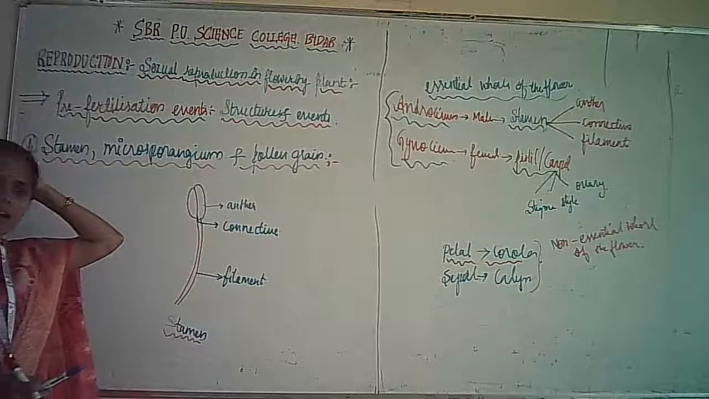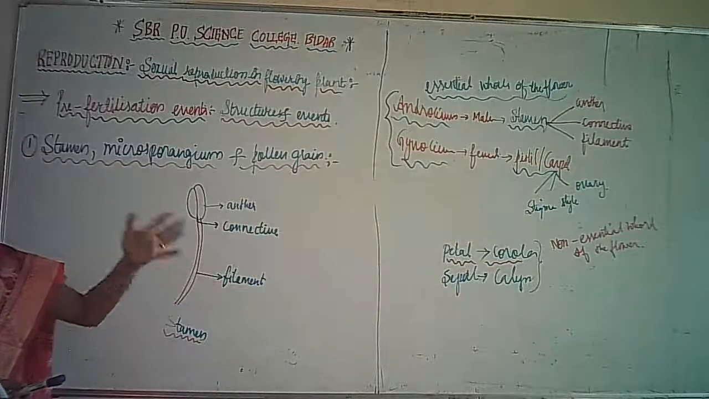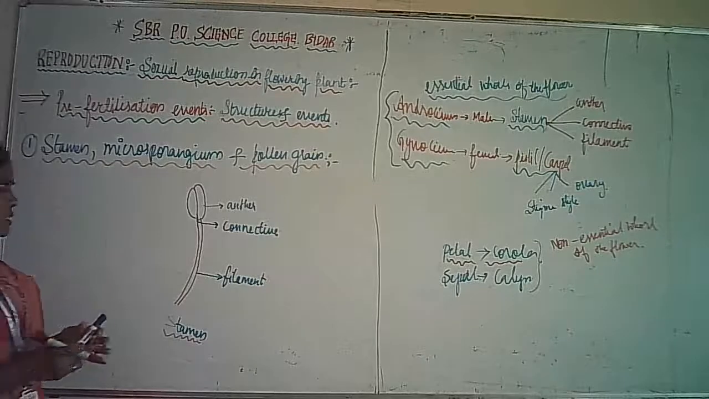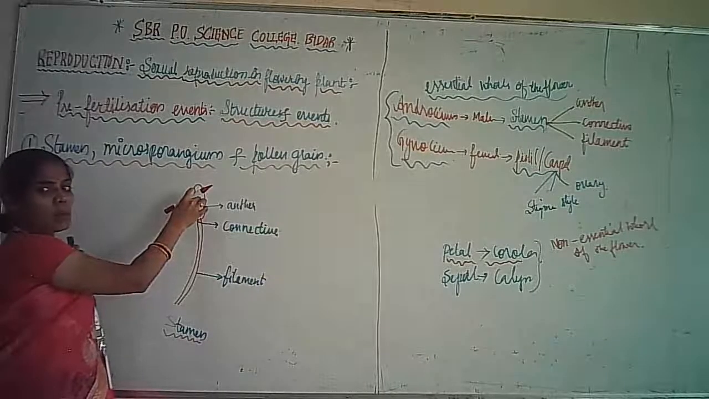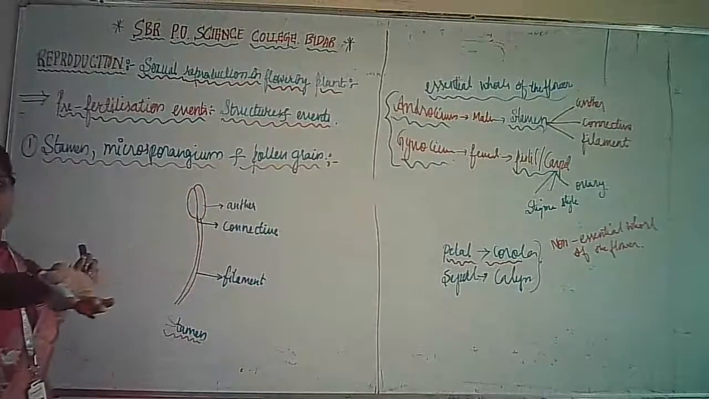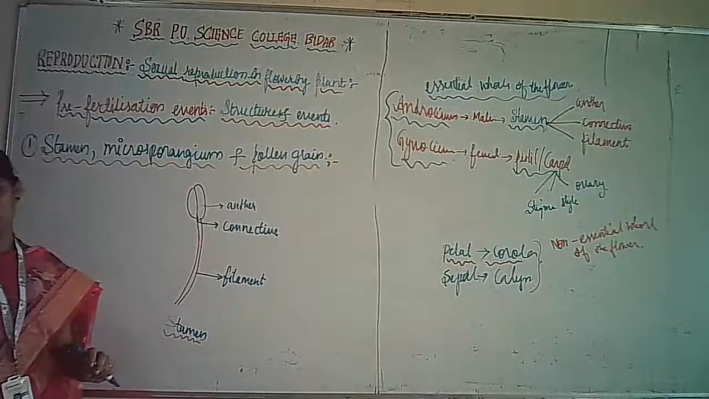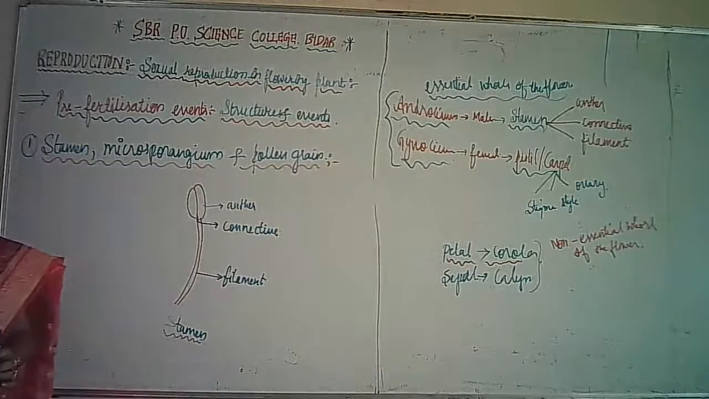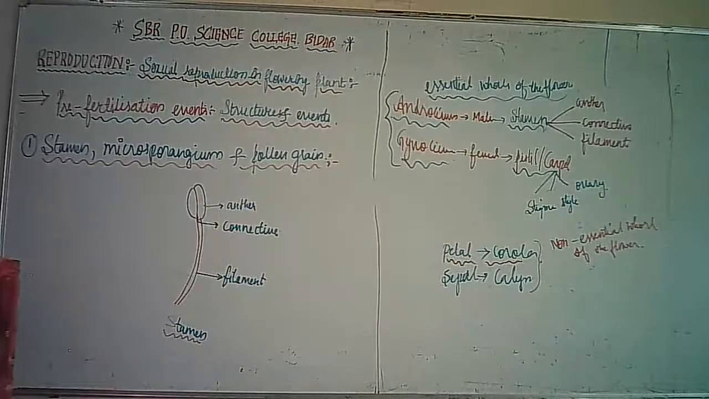Usually the anther may be bilobed or unilobed. What I have drawn here is a bilobed anther. Here is one lobe, here is another lobe. Most of the angiosperms show a two-lobed anther. Each stamen is differentiated into a tip, the anther, and a cylindrical stalk-like structure, the filament. Then the two lobes are connected together by a specialized tissue, the connective.